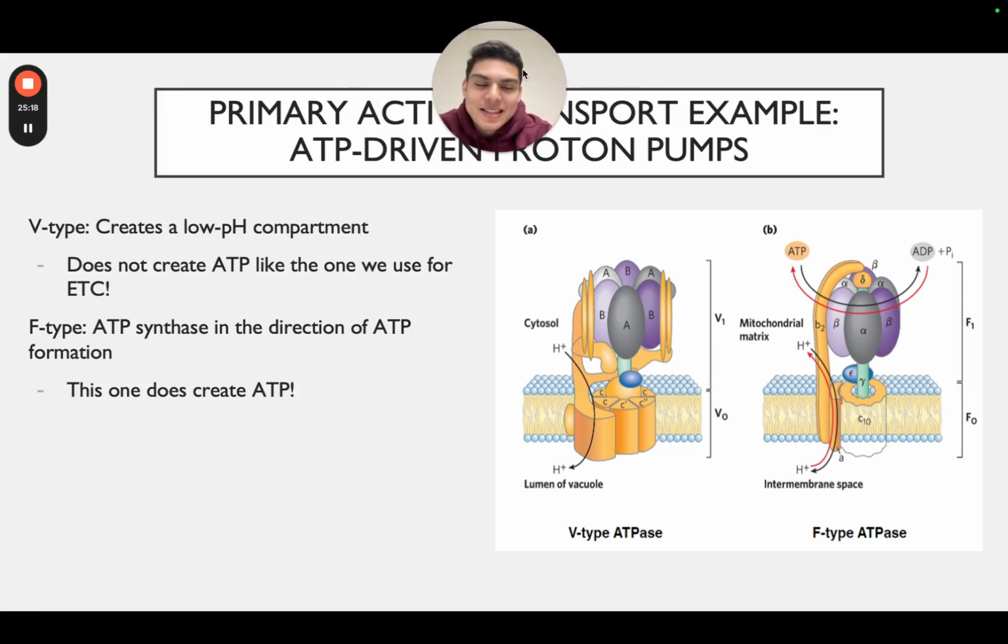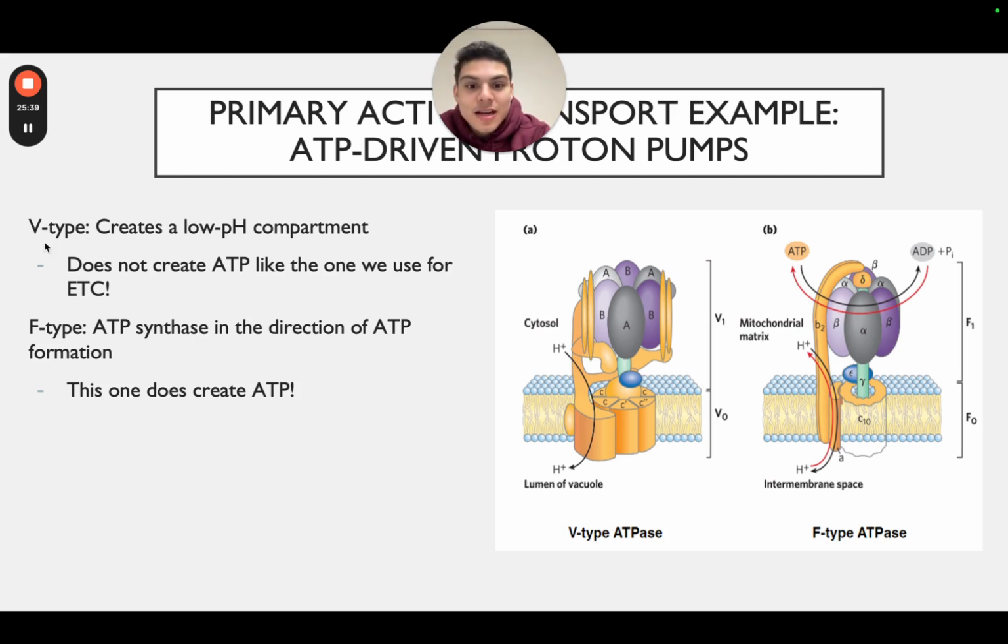Another example of primary active transport is ATP-driven proton pumps, right? The protons themselves are going down their concentration gradient, but remember, it can go in the reverse direction, and it does so with ATP hydrolysis. We know ATP synthase can undergo the reverse direction where it allows ATP to be hydrolyzed and to push protons against their concentration gradient again.